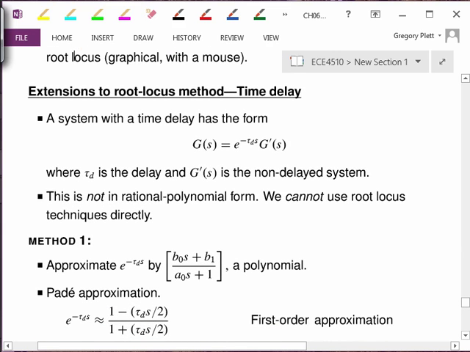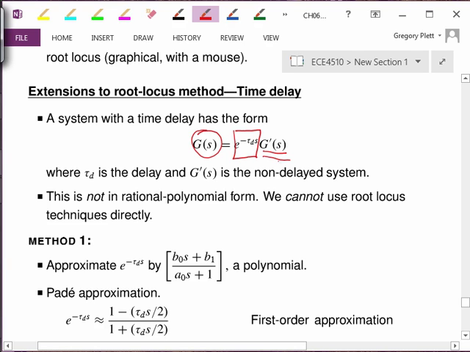Lastly, some extensions. We've looked only at systems that are in rational polynomial form. We haven't looked at anything different from that, and there certainly do exist transfer functions in many other different forms, but rational polynomial is usually sufficient for control system designers. But sometimes we have actual delays in the system, some transport delay. And when we have a transport delay, the plant has this e^(-τd s) times some rational polynomial transfer function G'(s).